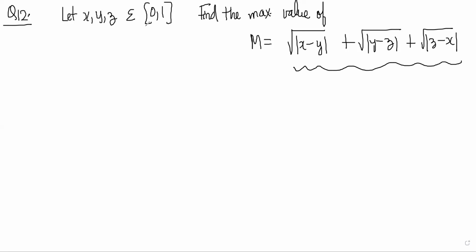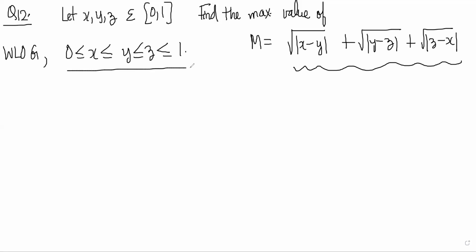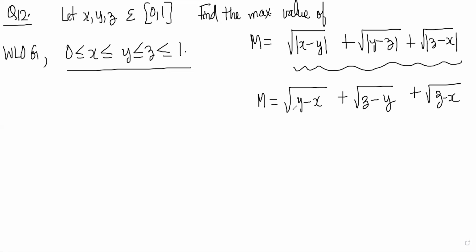Obviously, I don't want to use calculus. I'll be using methods of functions that we are aware of and some basic inequalities. We have x, y, z belonging to [0, 1]. So without loss of generality, we can assume that 0 ≤ x ≤ y ≤ z ≤ 1. We can assume any order; I have just assumed one particular order. Then m is equal to √(y - x) + √(z - y) + √(z - x). I have removed the modulus sign because I now know the order of x, y, z.